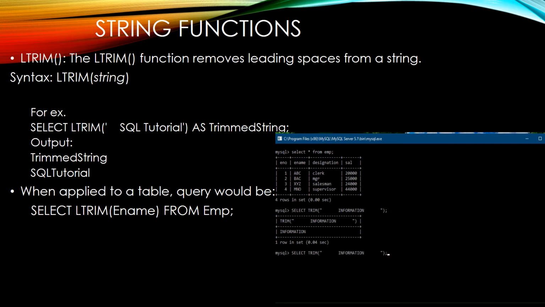Ltrim function. The ltrim function will trim the spaces from the left side of the string, if spaces exist on the left side of the string. So here you can see the spaces on the left side of the string. By using the ltrim function we can remove these spaces. This is the output.